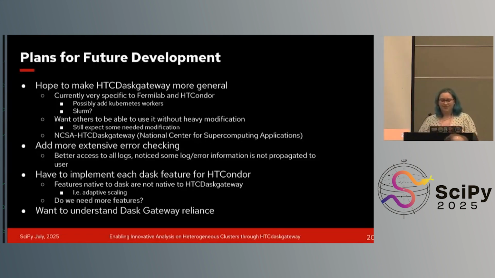The other thing we have to do is, because HTCondor isn't natively supported, we have to implement each Dask feature ourselves. And so some features native to Dask are not obviously native to HTCondor, for example, adaptive scaling. So we have to figure out how to implement that for our jobs.